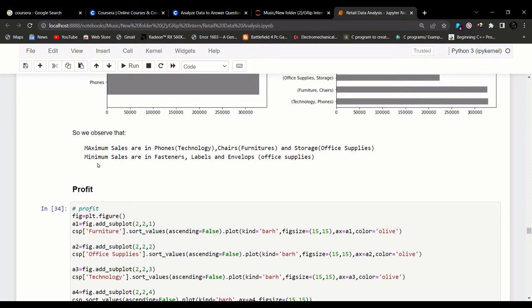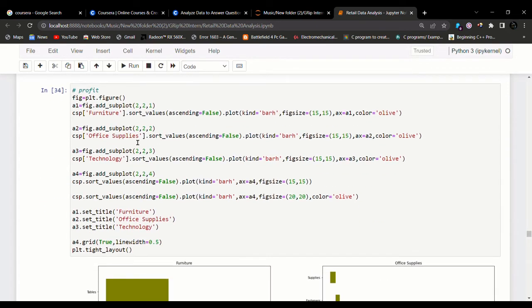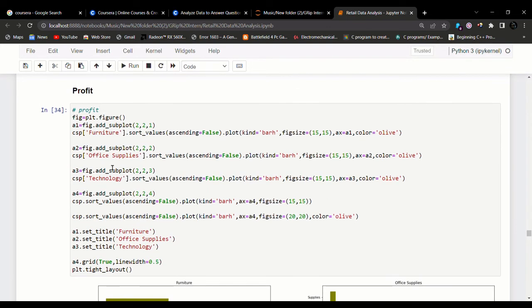So we can observe that maximum sales are in phones, that is technology, chairs, that is furniture, and storage, office supplies, and minimum sales are in fasteners, labels, and envelopes, office supplies. So similarly, we are also finding profits. As you can see, we have taken all the plots here.